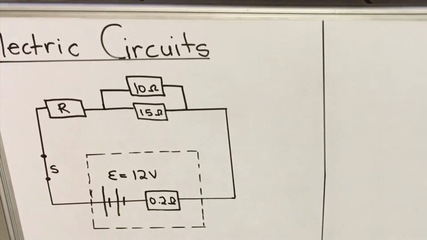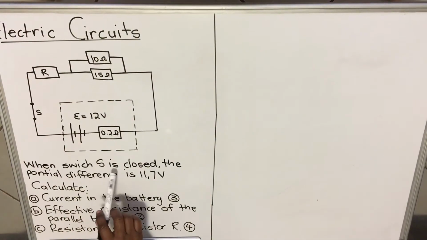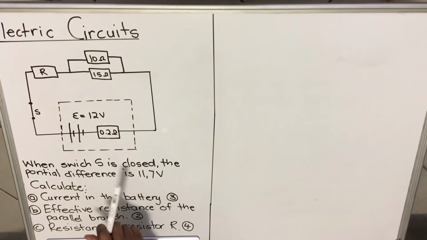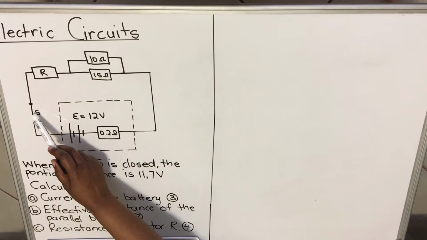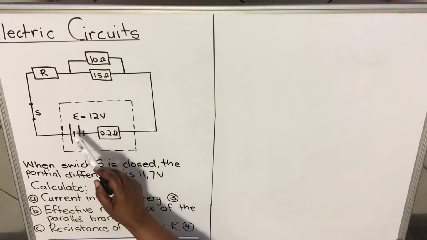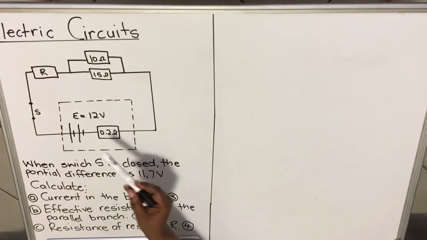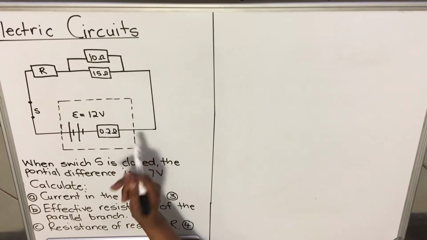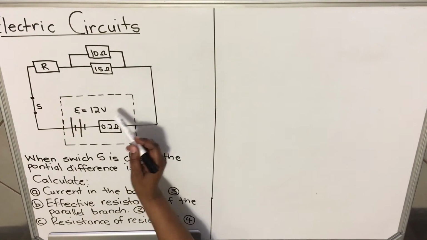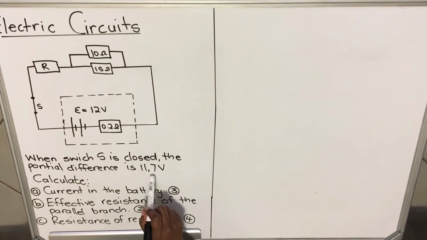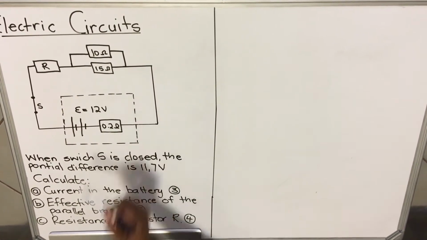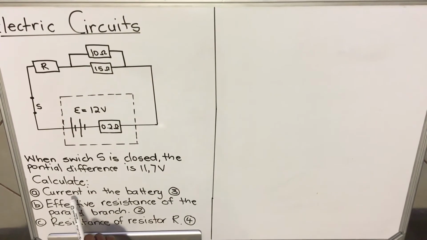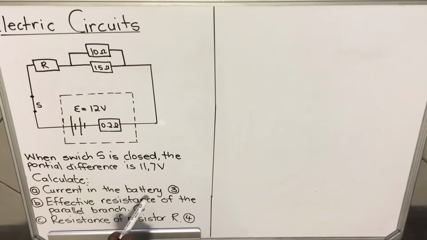Okay, let's look at the first question. It says when switch S is closed, the potential difference is 11.7 volts. Here's switch S closed, so it means current is flowing. When switch S is closed, current is flowing, so some of the volts will be lost. The EMF, when you buy the battery, it will be written 12 volts. But in a circuit, only 11.7 volts will be circulating. So question A, calculate current in the battery.